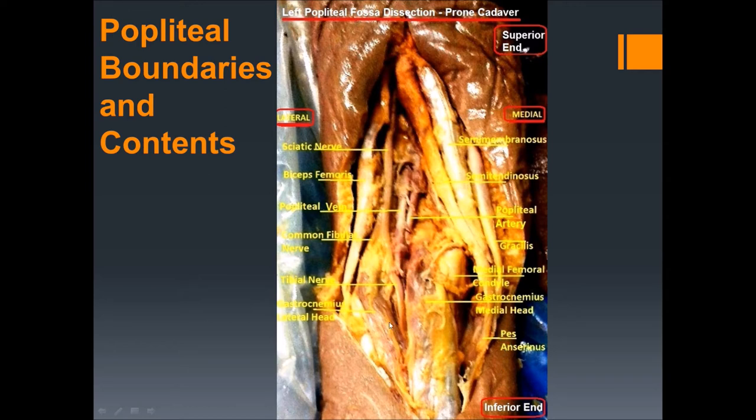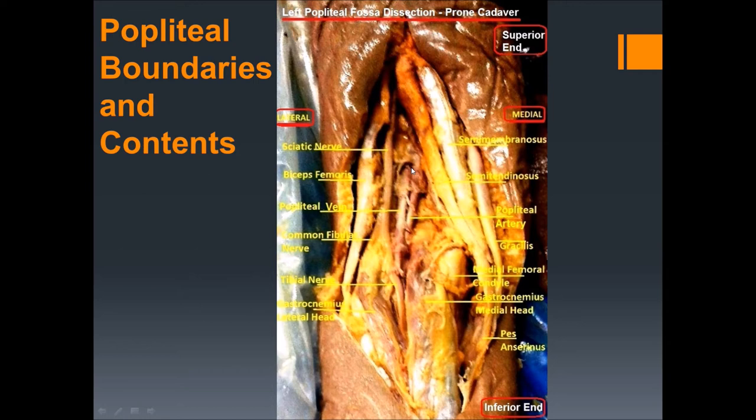Okay, let's come back. This is the infralateral boundary, and that is formed by the lateral head of the gastrocnemius, and this is the inframedial boundary, which is formed by the medial head of the gastrocnemius. And therefore, this small quadrangular space is the popliteal fossa.